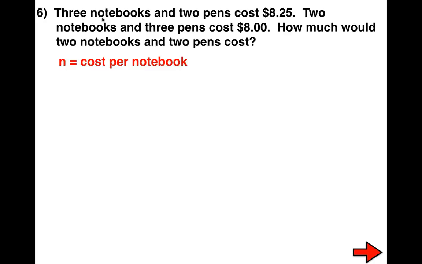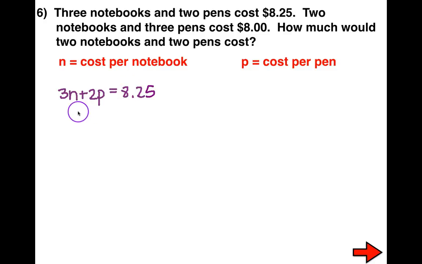So let's go ahead and use N for the cost of 1 notebook. And we also want to know the cost of 1 pen. So let's go ahead and let P represent that cost of 1 pen. So now at this point, let's just go ahead and translate the information that was given to us. 3 notebooks, so let's put 3N, and 2 pens, so that's plus 2P, cost, so that's going to equal $8.25. So that's the first line of information that was given to us.